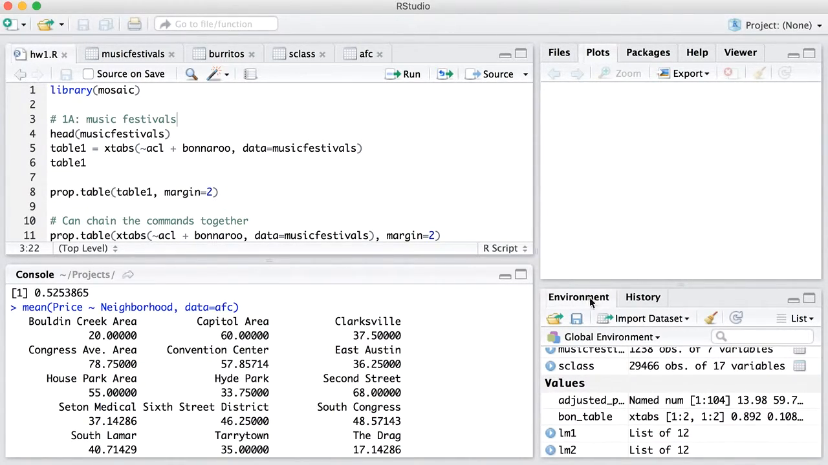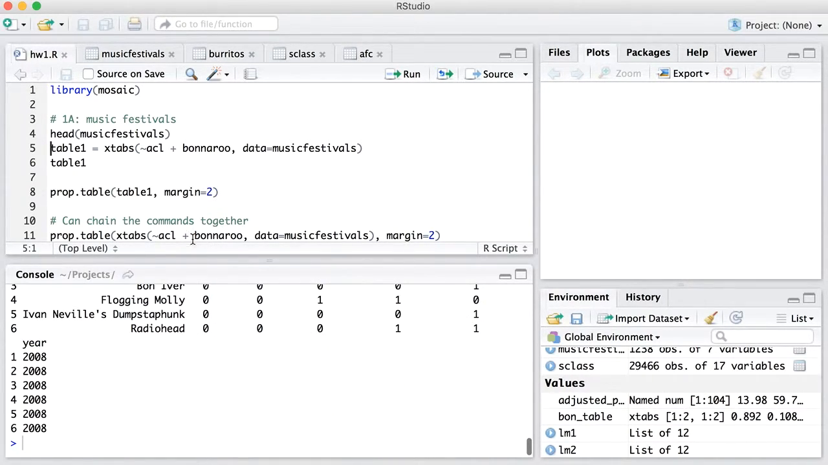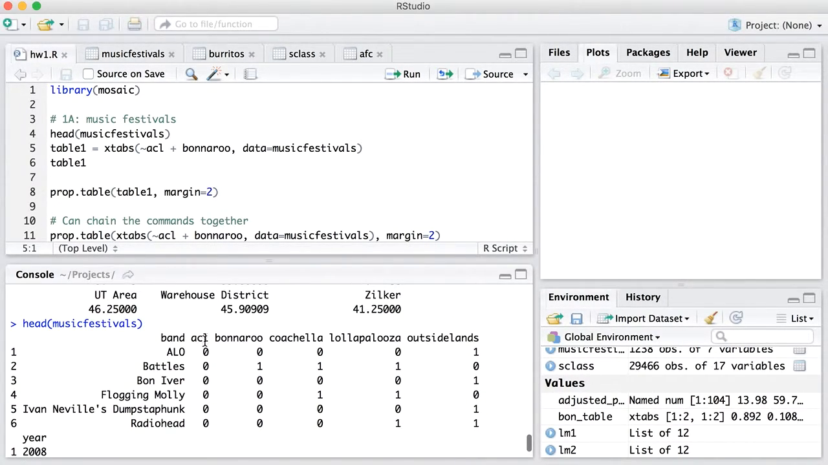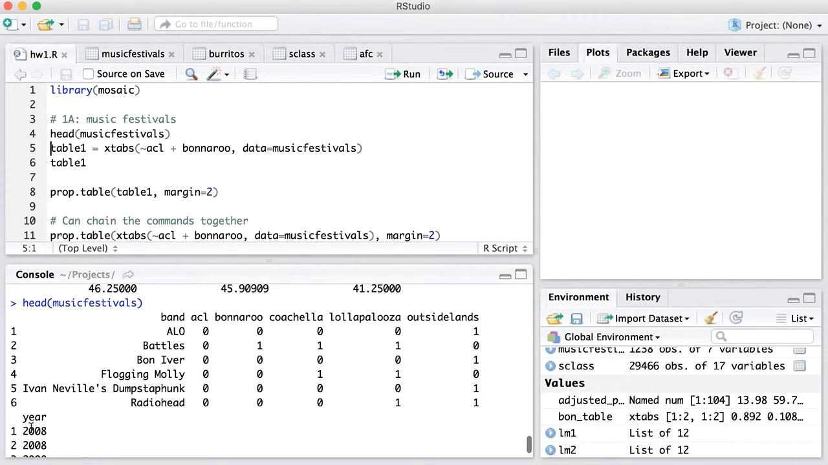So let's just start right away on problem 1A, where we were looking at data on music festivals, major music festivals in the United States. If we take a look at the first 6 lines of that data set, you can see every row corresponds to a band, and we've got a dummy variable, yes or no, did this band appear at each of these 6 major music festivals: Austin City Limits, Bonnaroo, Coachella, Lollapalooza, and Outside Lands. We've also got a variable saying which year, and this data runs 4 years, 2008 to 2011.